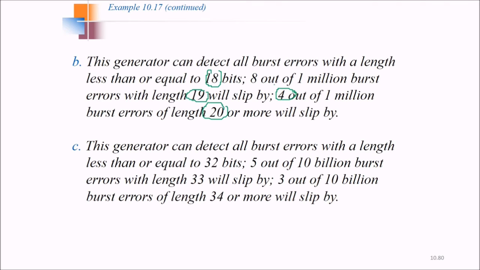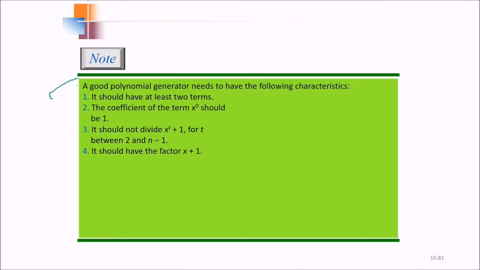So this generator can detect all burst errors with a length less than or equal to 32 bits. 5 out of 10 billion burst errors with length 33 will slip by, and 3 out of 10 billion burst errors of length 34 or more will slip by. So a good polynomial generator needs to have these properties or characteristics.